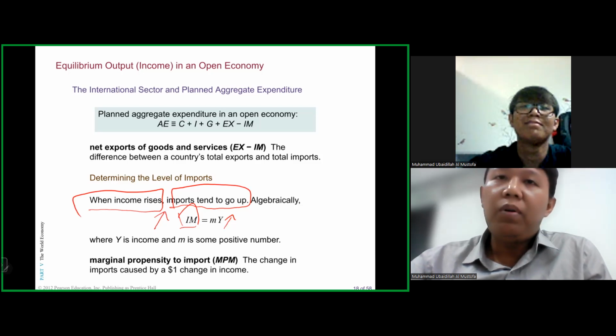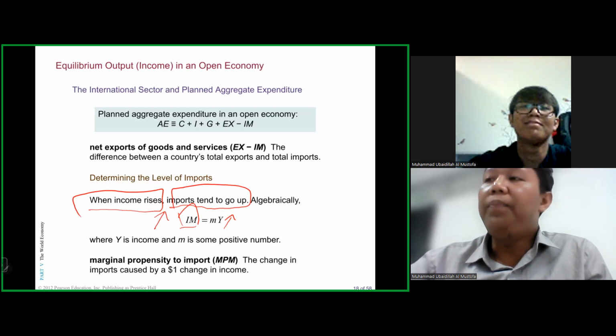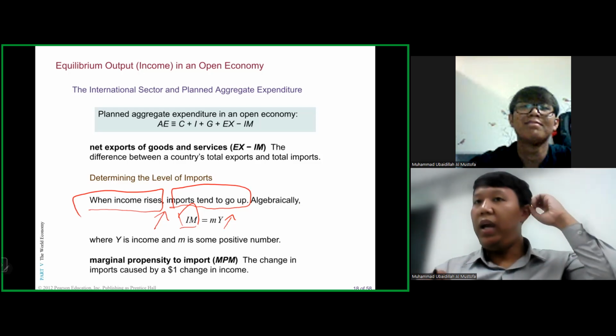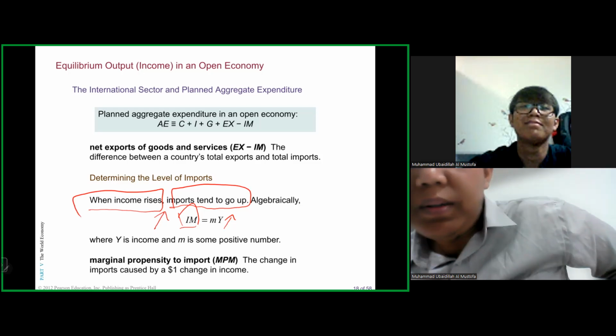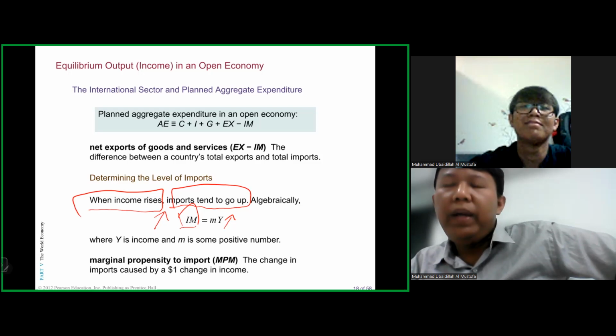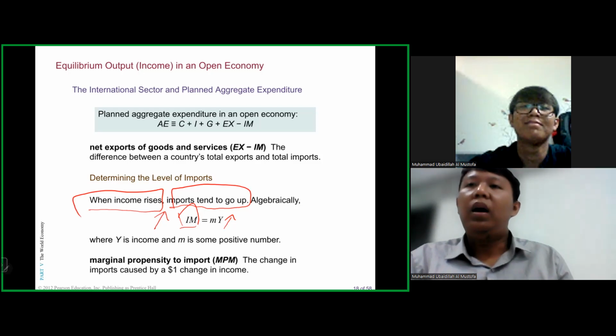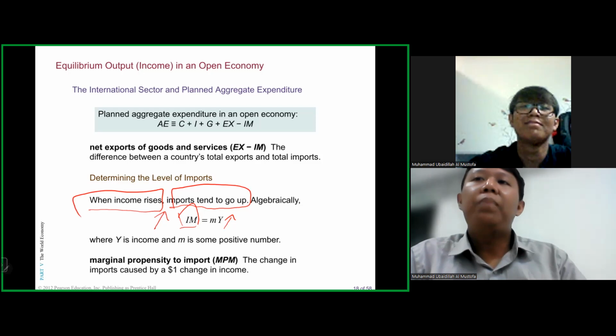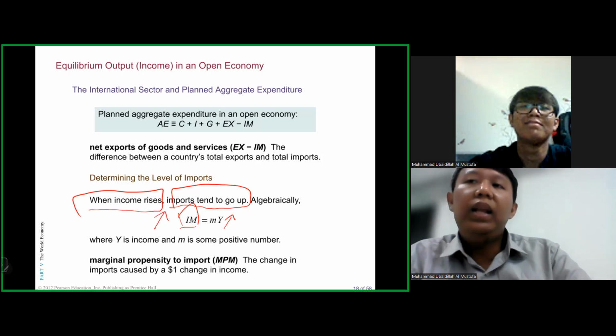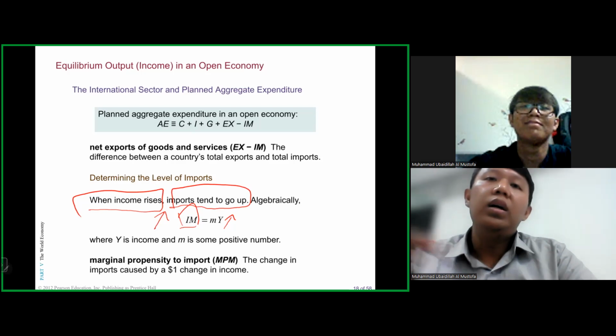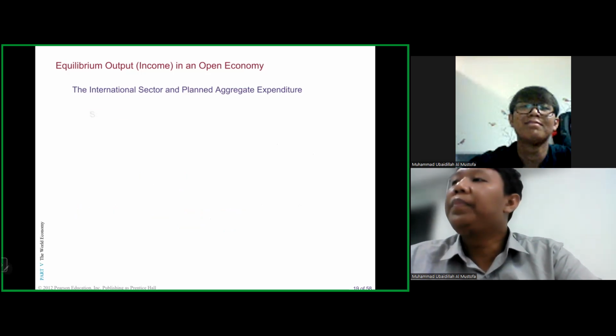Then we have the marginal propensity to import. This is the change in import that is caused by a $1 change in income. Later on we try to calculate this change and this simulation. So we can measure how much increase in import for every dollar increase in income by measuring the marginal propensity to import.